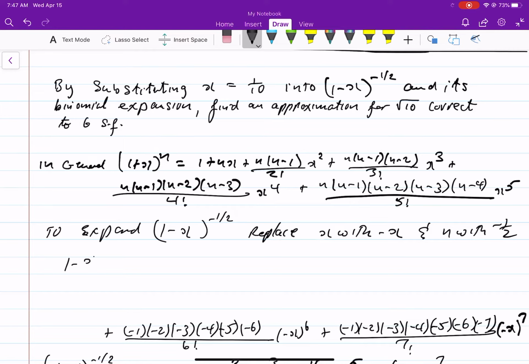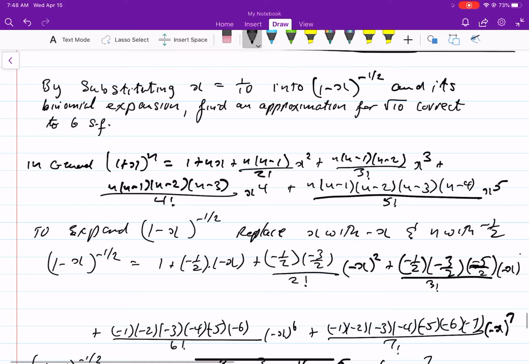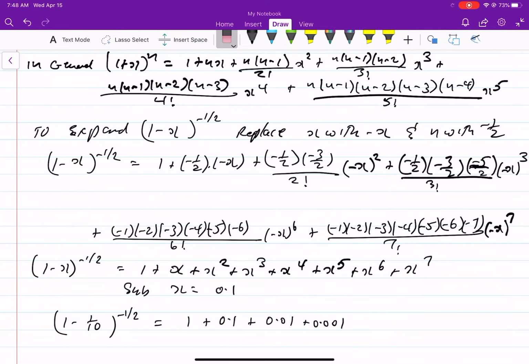This becomes 1 minus x to the minus a half is 1 plus minus a half times minus x. The next one is minus a half minus 1, which is minus 3 halves, over 2 factorial times minus x all squared, plus minus a half times minus 3 halves times minus 5 halves over 3 factorial times minus x all cubed. You did a bunch of nonsense here, man.